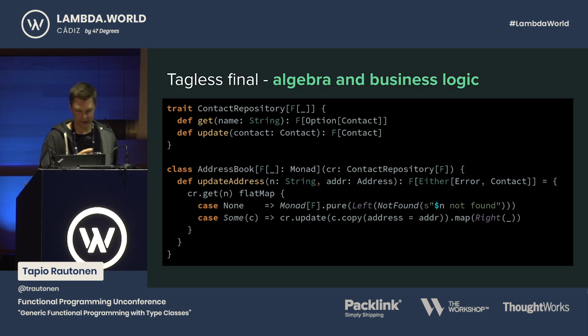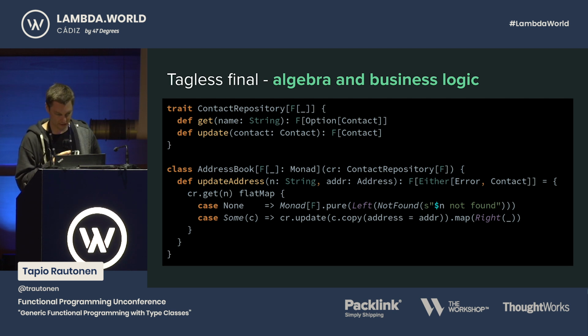So in tagless final, here we define some algebra and business logic. We have a simple contact repository for container F and another type, which we define here for the get method, which just gets some contact based on the name, and it might return a contact or not. And then we have update, which updates some contact and returns that in a container.